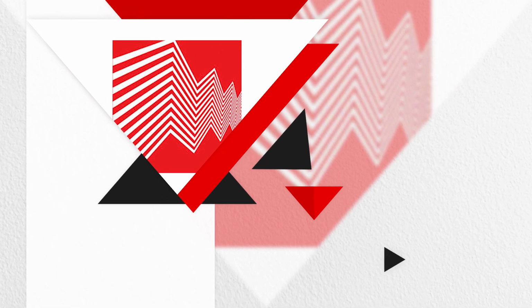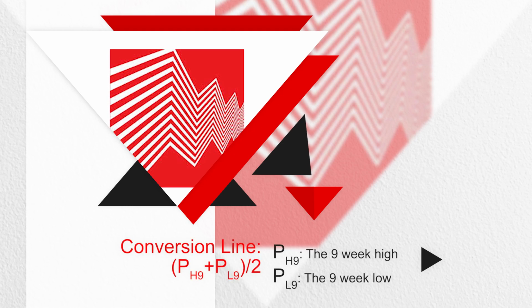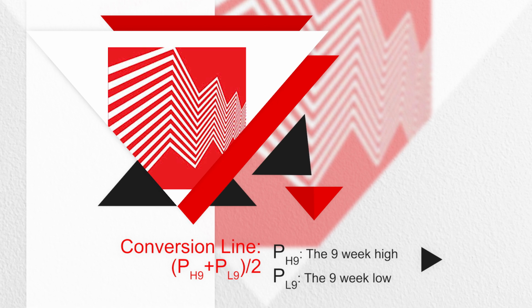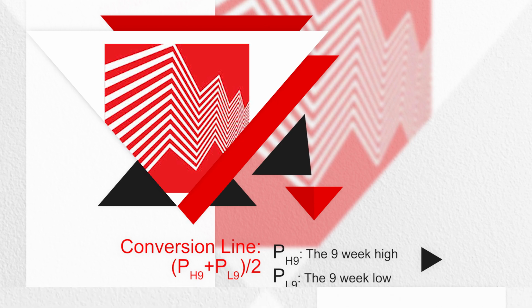First, the conversion line. The conversion line represents the midpoint of the last highest and lowest price points over 7 to 8 time periods, where the time period is a single week. Its mathematical formula is as follows. The conversion line is the 9-week period high plus the 9-week period low, all over 2.